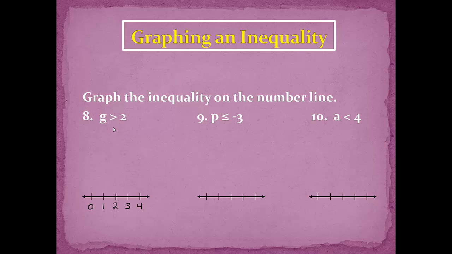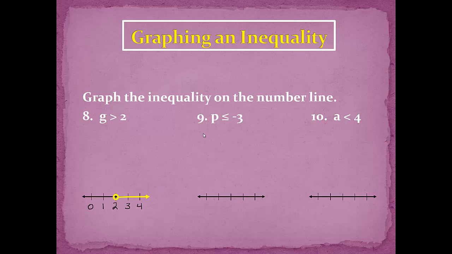When we have the symbols less than or greater than, we will have an open circle for our number line. So since we have greater than as our symbol, at 2 we will draw an open circle. Since this is greater than, so g is greater than 2, we want to shade the numbers that are greater than 2. And the numbers to the right of 2 are the numbers that are greater than. So we would shade all the numbers to the right of 2.